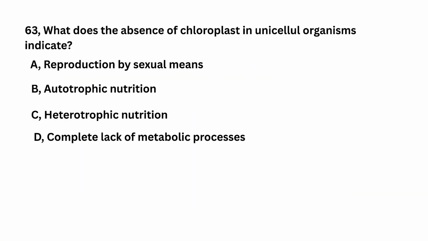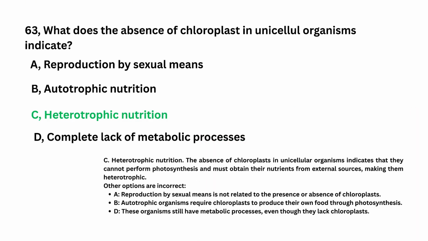What does the absence of chloroplast in unicellular organism indicate? Reproduction by sexual means, autotrophic nutrition, heterotrophic nutrition, complete lack of metabolic process. Heterotrophic nutrition is the answer.